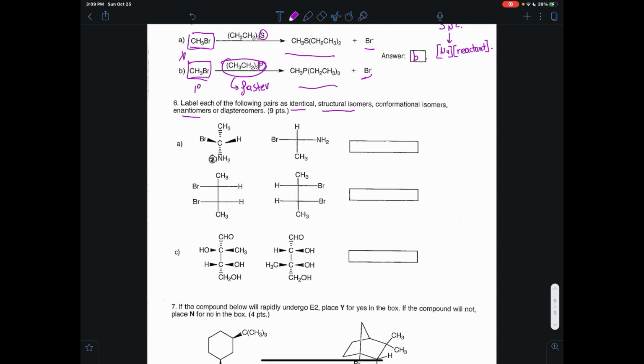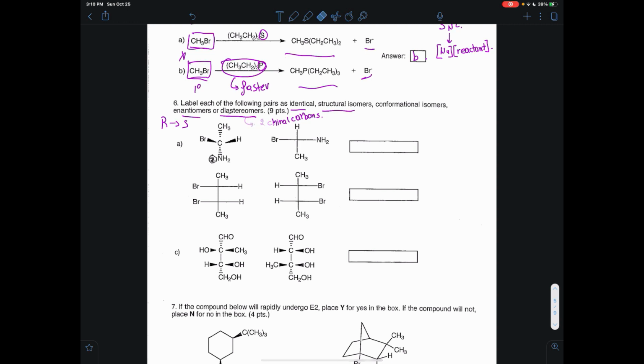How I like to think about it is it changes completely from an R to an S. Diastereomers, one of them changes and the other one stays the same. So for you to have diastereomers, you have to have at least 2 chiral carbons for it to work. One carbon is R and stays R, and the other carbon is R and becomes S. So one of them changes, and that's why it's a diastereomer.